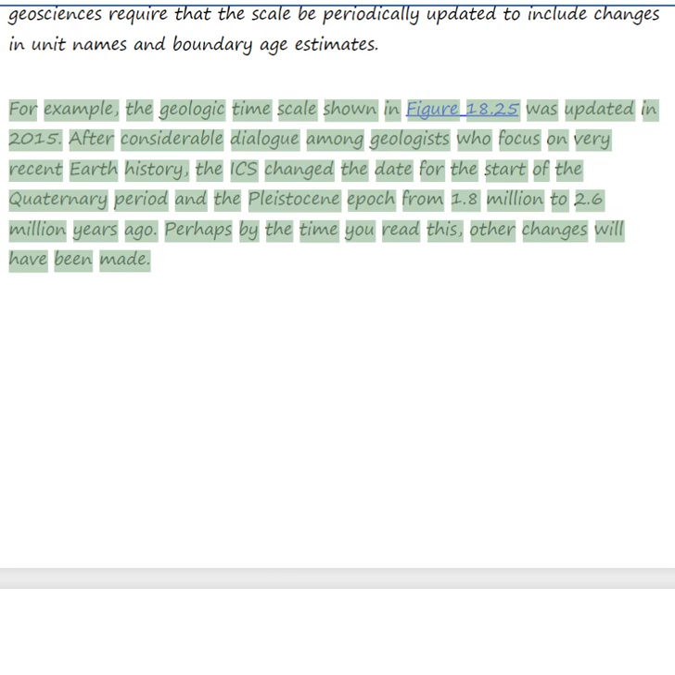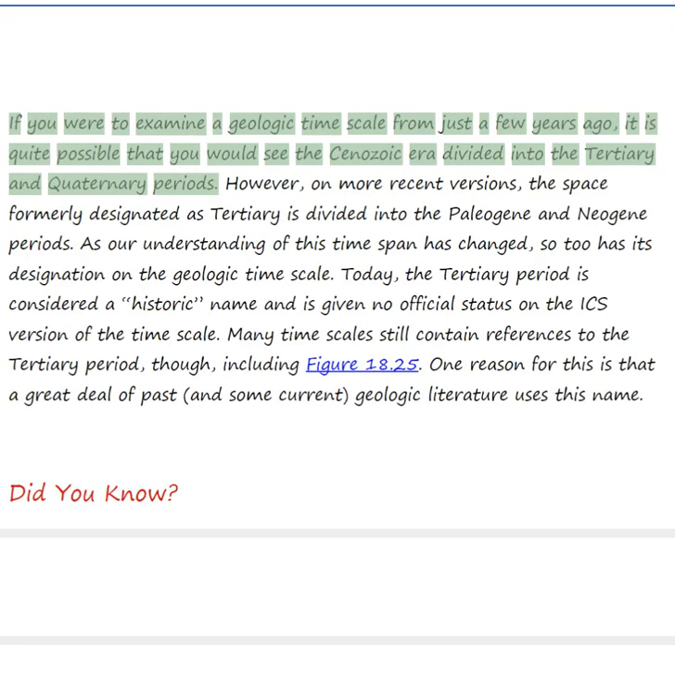After considerable dialogue among geologists who focus on very recent Earth history, the ICS changed the date for the start of the Quaternary period and the Pleistocene epoch from 1.8 million to 2.6 million years ago. Perhaps by the time you read this, other changes will have been made. If you were to examine a geologic time scale from just a few years ago, it is quite possible that you would see the Cenozoic era divided into the Tertiary and Quaternary periods.